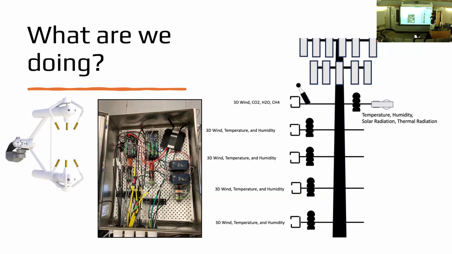At four levels beneath that upper level, I'm calling this the turbulence tree. We're going to have four Campbell CSAT-3B sonic anemometers and four temperature and humidity sensors. The top level is going to be operating at about 10 hertz minimum. These sensors are going to be operating at about 100 hertz. If you want to hear more about this data and this system, please talk to Ying. She knows way more about it than I do.